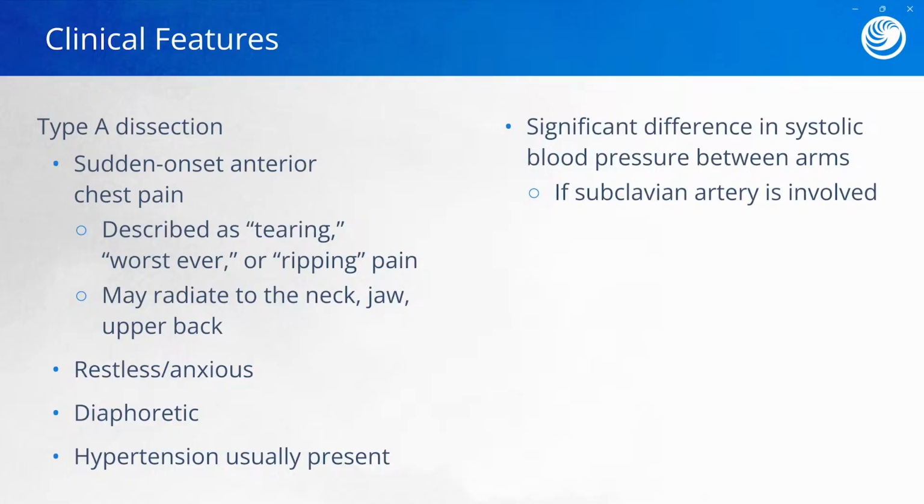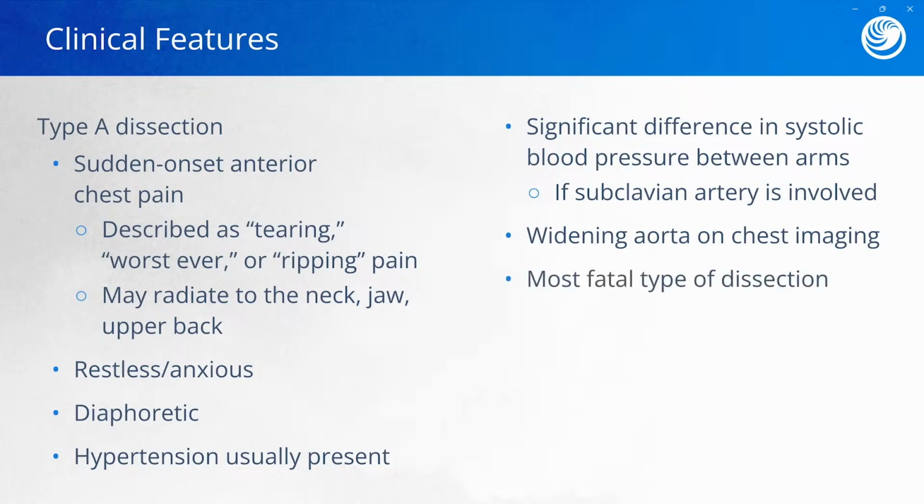Now, if the subclavian artery is involved, there's going to be a big difference in the systolic blood pressure, which is the top number on your blood pressure reading, between arms. Imaging of the chest is going to show a widening aorta, and we'll talk a little more about these imaging techniques later. Finally, it's really important to understand that type A can be fatal and fatal quickly. Like I said, type A is going to involve higher structures, so it's going to more immediately affect blood flow to the heart, and it's also going to affect blood flow to the brain.